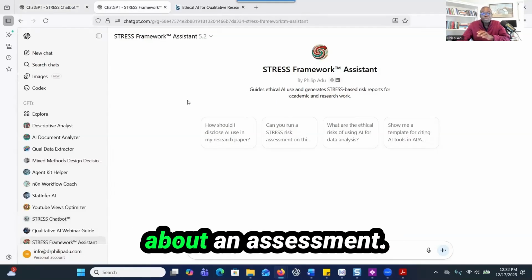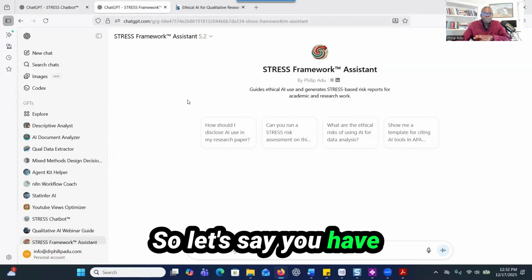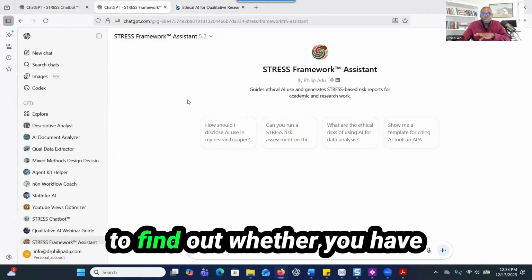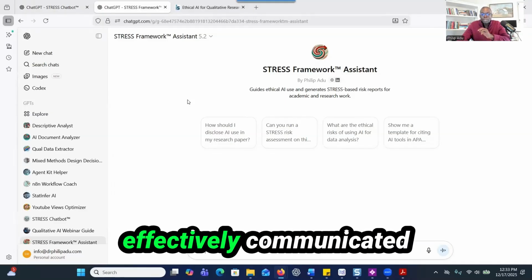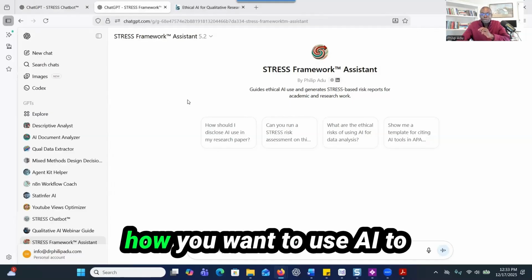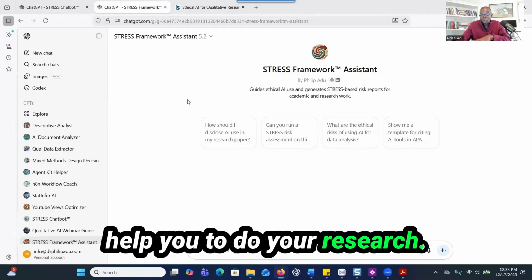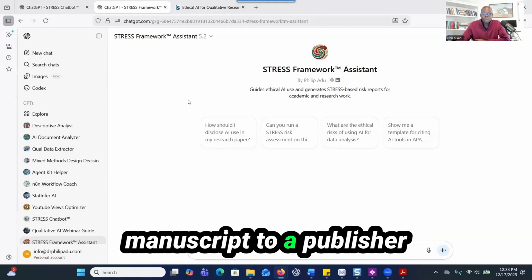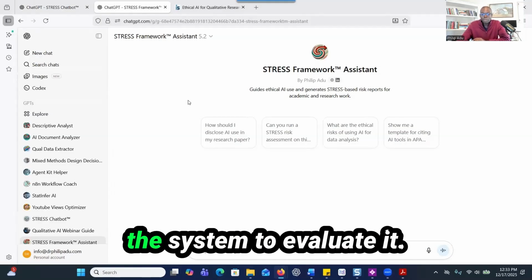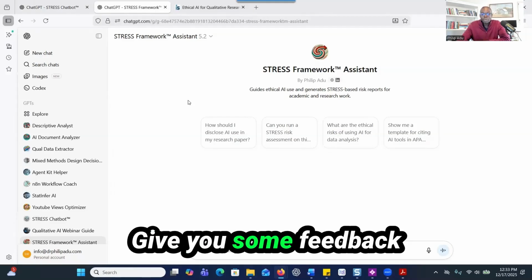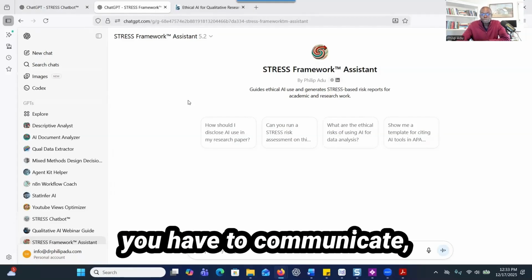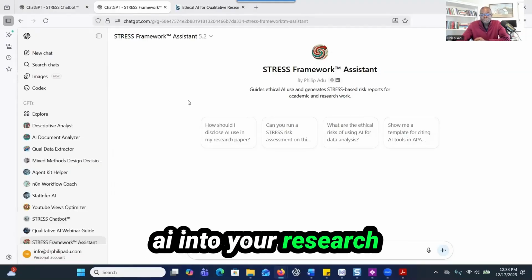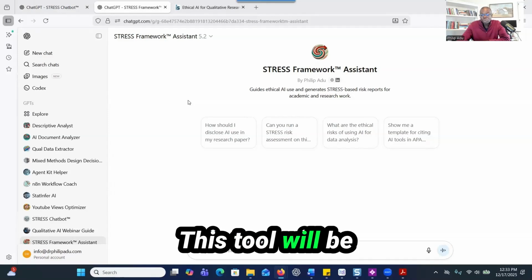The second tool is more about an assessment. Let's say you have a document or an IRB application, and you want to find out whether you have effectively communicated how you want to use AI to help you do your research. This tool is going to help you. Let's say you are sending a manuscript to a publisher and you used AI, and you want a system to evaluate and give you feedback about the best way to communicate how you incorporated AI into your research or your document. This tool will be very helpful for you.